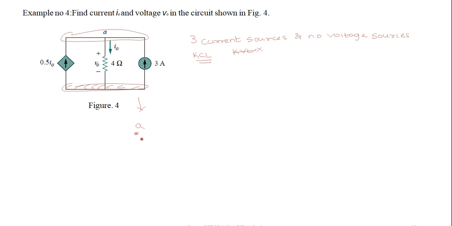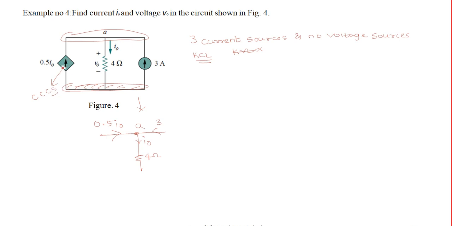I can consider this as node A, and we have this 4 ohms, and I naught direction is mentioned like this, right? And I have another current, 3 amps, entering like this. I have another current entering this node. That current is 0.5 times I naught, and this is again a current controlled current source.